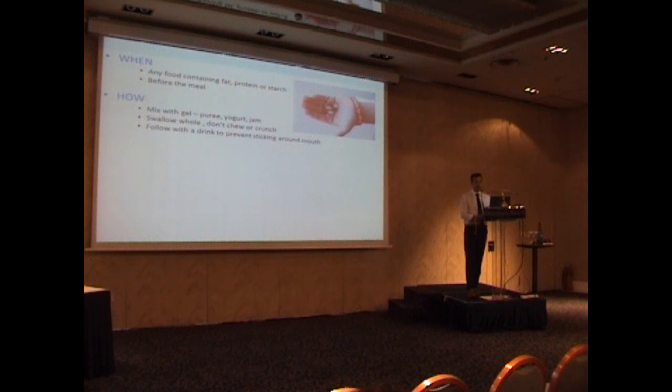When children are younger, when they're babies, we want to mix the enzymes with yogurt or jam or a puree to make a paste so the child takes them appropriately. We want the infant to then take it with milk to ensure there's none left around their mouth. And as the child gets older and learns to swallow the enzymes, they need to be swallowed whole. If they're crunched or crushed, then they become very much less effective.